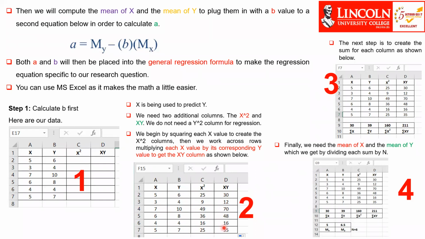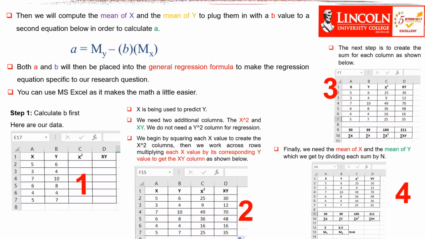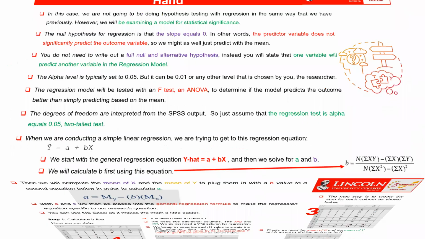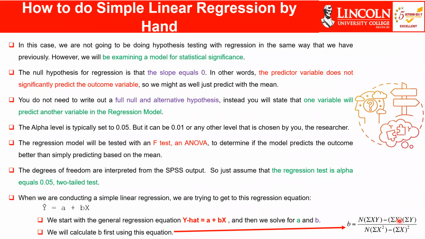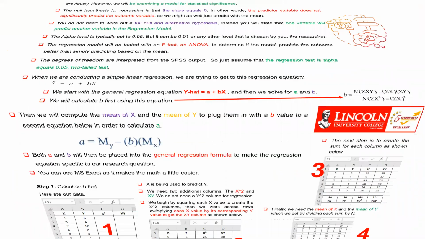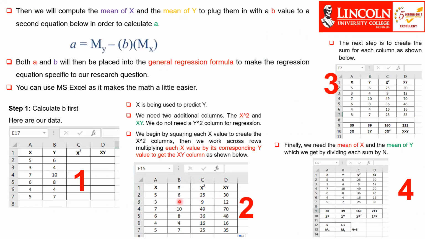Now, the next thing we need to do is to sum up each of these columns. We need to sum them up. Remember the formula we are using to get our B. We need to have summation of X and Y, summation of X, summation of Y, summation of X again, and summation of X squared. So that is why we need to sum up each of these columns.